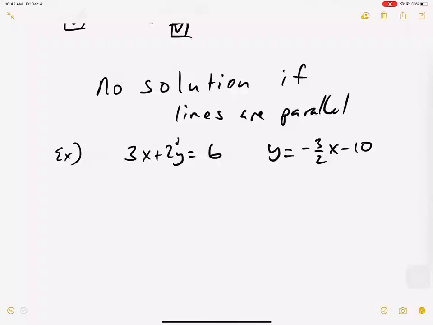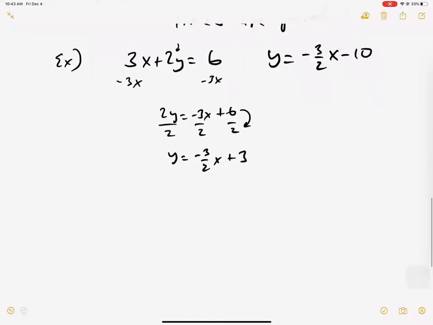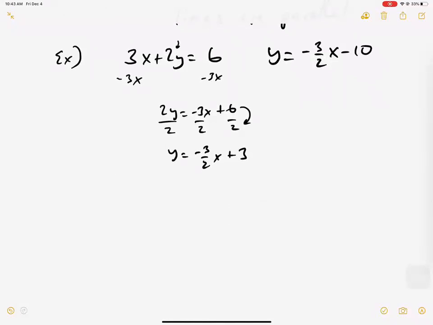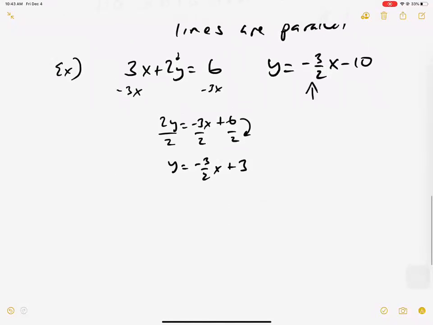If I go ahead and solve for y here so I can make this graphable, we can subtract 3x from both sides. 2y is equal to negative 3x plus 6. If I then divide everything by 2, y is equal to negative 3 over 2x, and 6 divided by 2 is 3. Hey, now I can graph these if I want to, but even before I graph it, I can realize that the negative 3 over 2x makes these lines parallel. Lines are parallel. So if they're parallel, that means there's no solution.